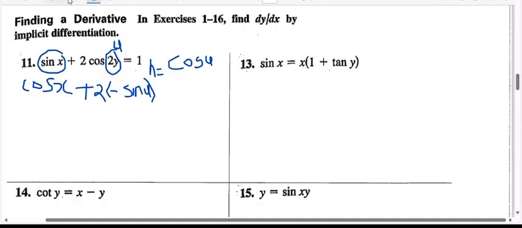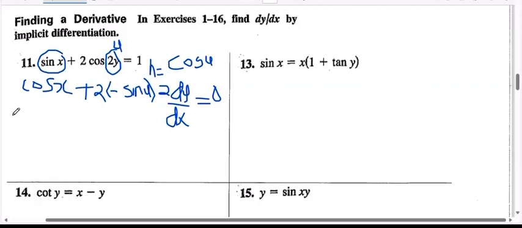I'm going to write 2 dy/dx. So 2 dy/dx equals... I'm going to differentiate 1. That's going to be 0, right? In implicit differentiation, we want to make dy/dx the subject of the formula.